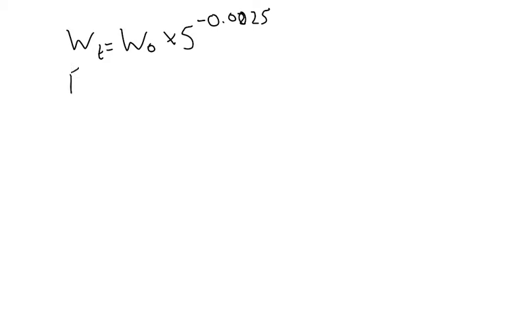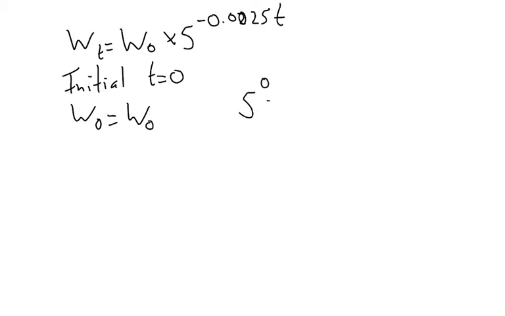So initial, that is when t equals 0. Now when t equals 0, we're going to have W0, that's going to equal W0. That's the initial. Because 5 to the power of 0 is equal to 1. If I make this t here 0, it's going to make all of that 0, and anything to the power of 0 is 1. So our initial is W0.